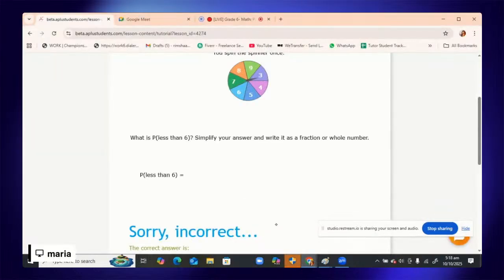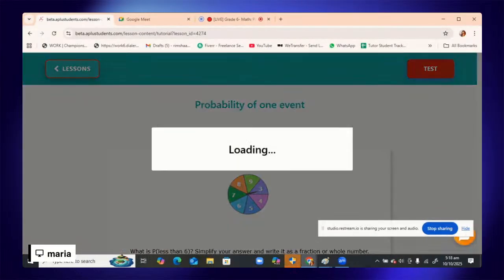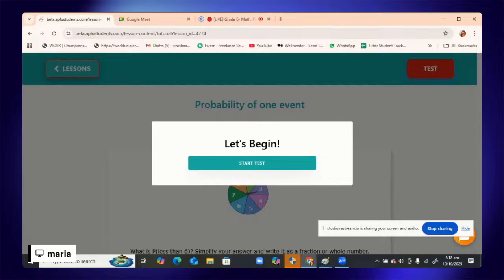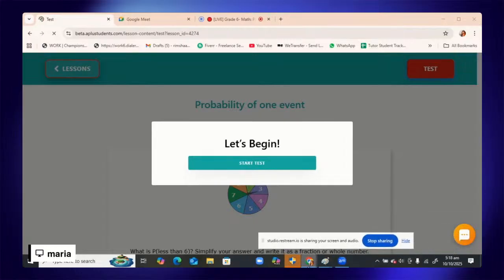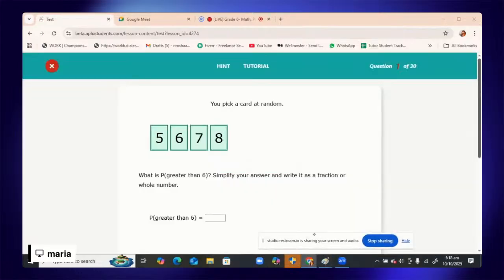Let's do the test questions, okay? Hope you guys understand this one. Let's do one or two test questions. Now you guys tell me the answers. Okay, when we solve the test, you guys tell me the answer.